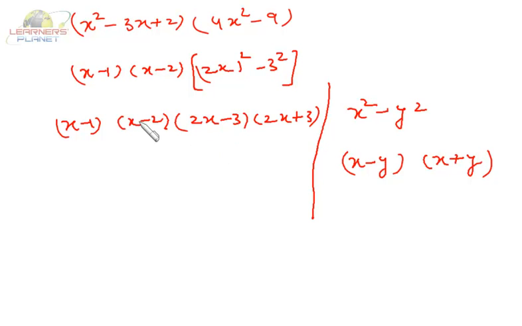Okay, so we factorized that fourth degree polynomial into these four factors, that is x minus 1, x minus 2, 2x minus 3 and 2x plus 3. So you should be clear about the various methods. So whatever method is convenient, that can be applied. Okay, I hope you are clear.